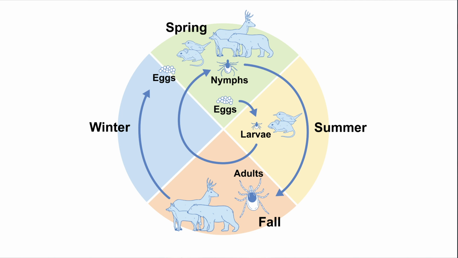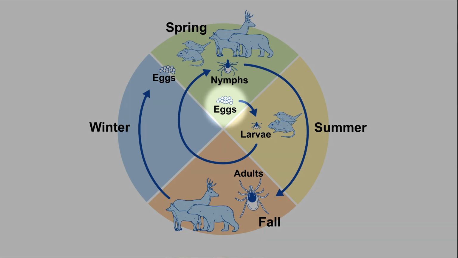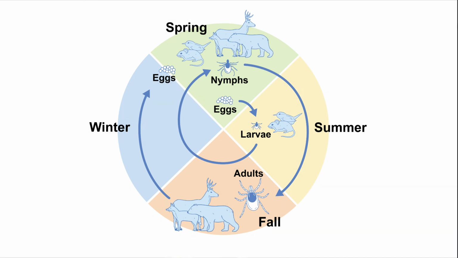But how do we know which animals ticks are feeding on, and how do we target them? Ticks go through 4 different life stages: eggs, larvae, nymphs, and adults. Many tick species, such as the black-legged or deer tick, are 3-host ticks. These ticks will attach to and feed on 3 different hosts throughout their life.